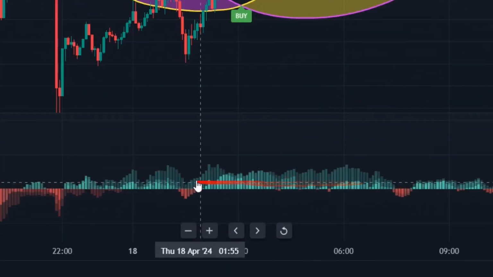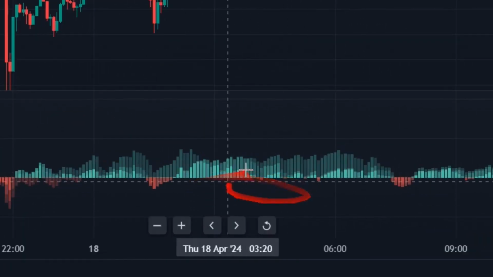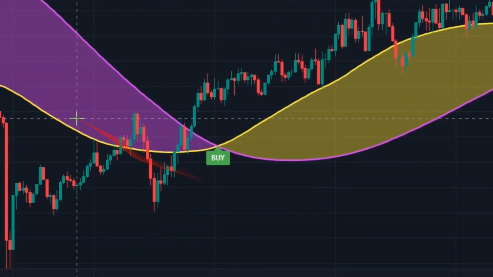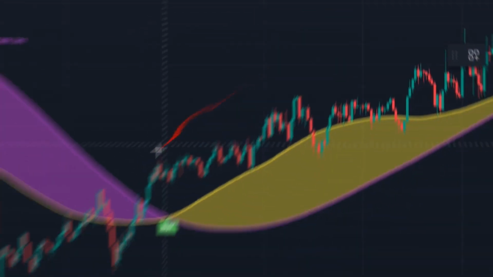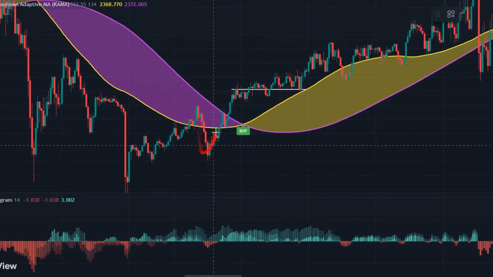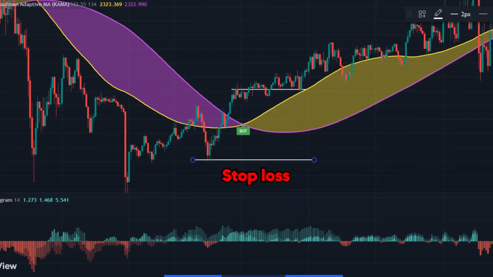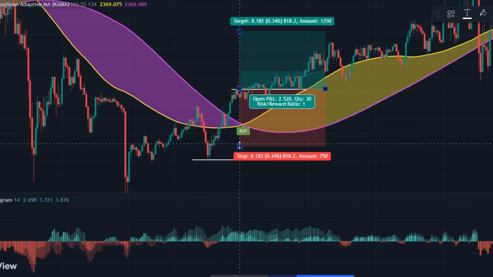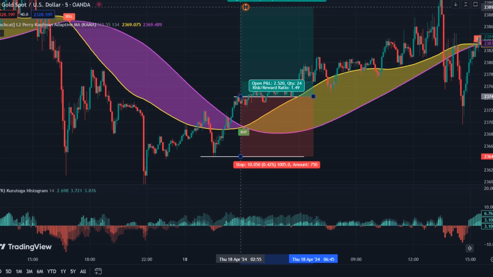Buy setup. First of all, make sure that all histogram bars inside the Coga indicator are on one side and green. Then look for buy signals from the Cuffman indicator at these points. Here we have found a suitable entry point. The next step is selecting a level for stop loss. For this, you can find the last swing low and place your stop loss slightly below it. For take profit, consider a risk to reward ratio of 1 to 1.5 and wait for the trade to close with profit.